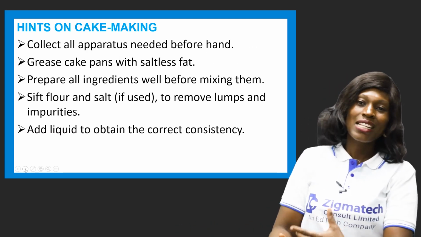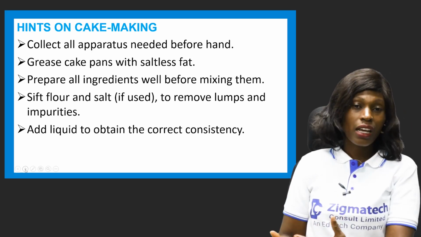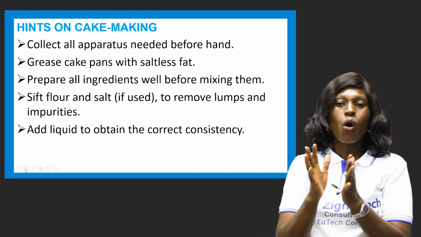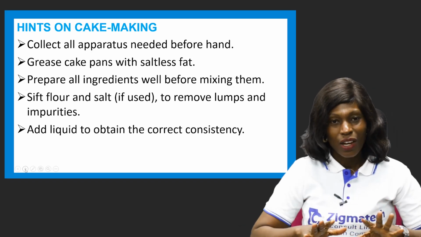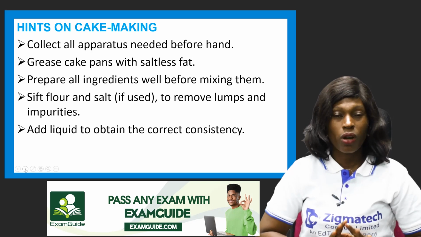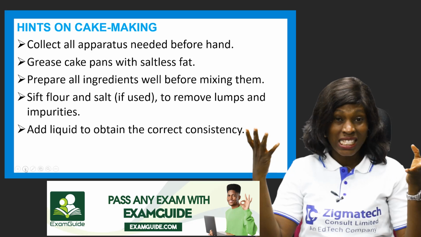Now, let's give you some hints on how to make a cake. Hints on cake making. If you want to make your cake, you have to collect all the apparatus needed beforehand. Everything has to be on ground. You have to see what you're going to be using to make your cake, so you don't forget and you don't miss out on what is needed.